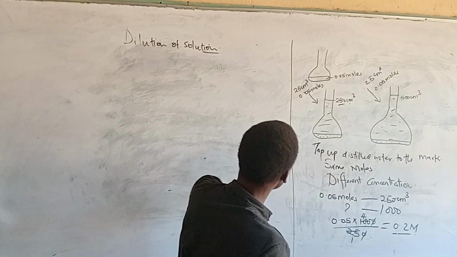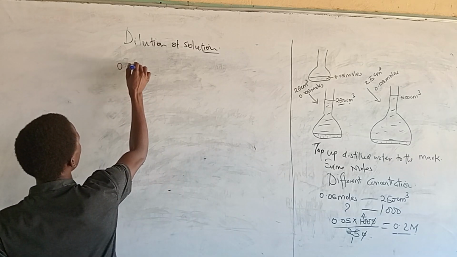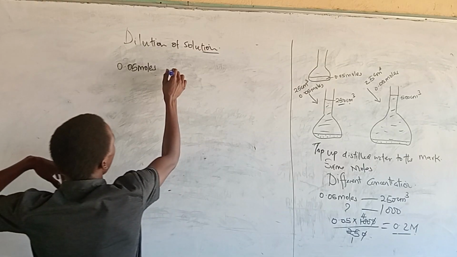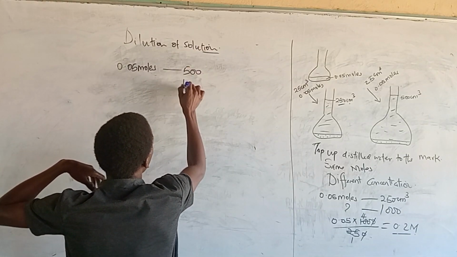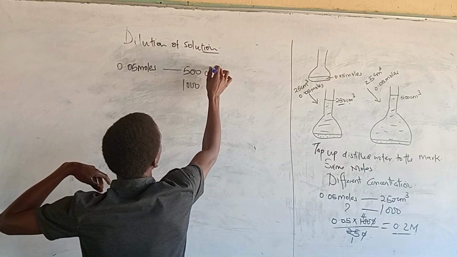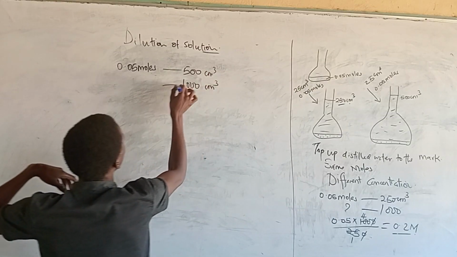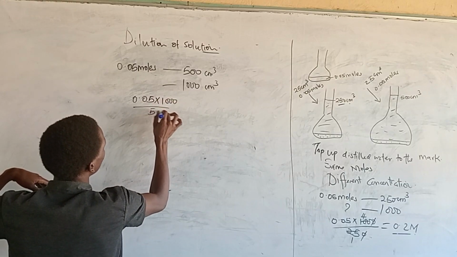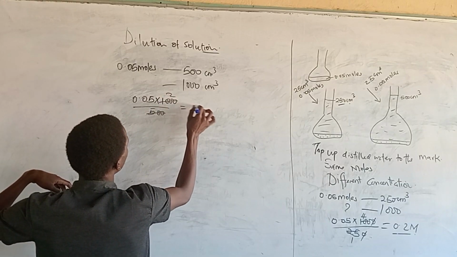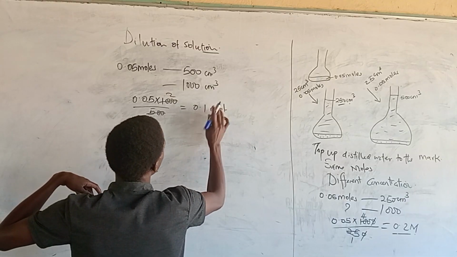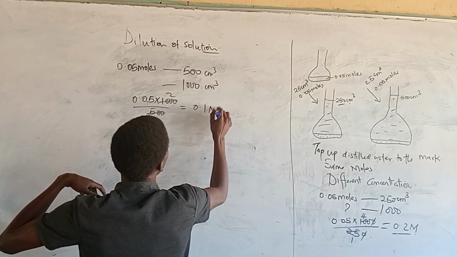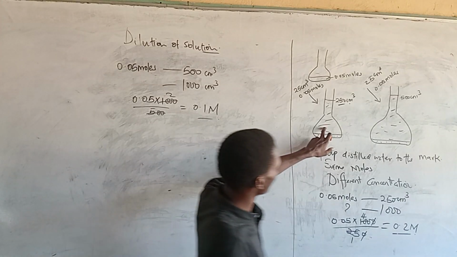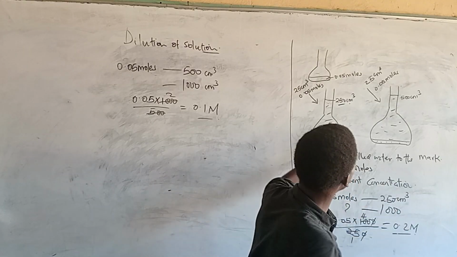The other flask here, we have 0.05 moles. The number of particles there is per 500. What about 1,000? 0.05 times 1,000 divided by 500 gives 0.1 molar. Now, this is the concentration here, and we have 0.2 as the concentration here.